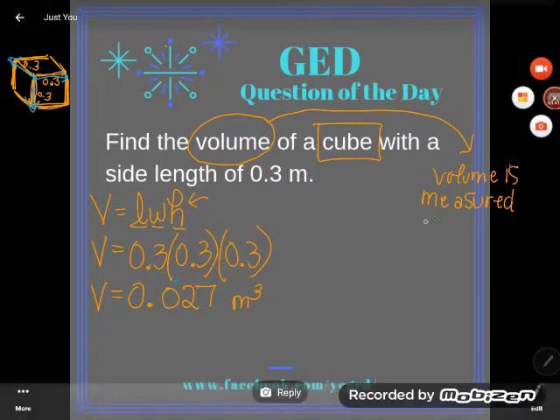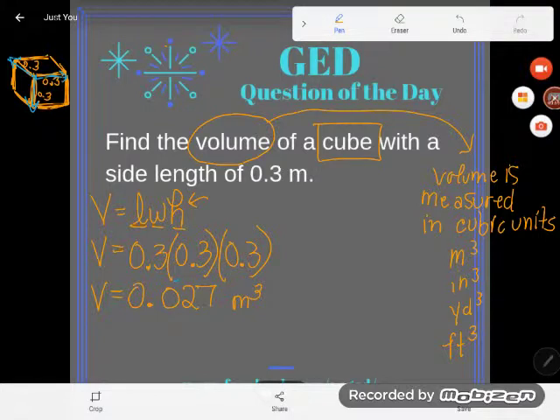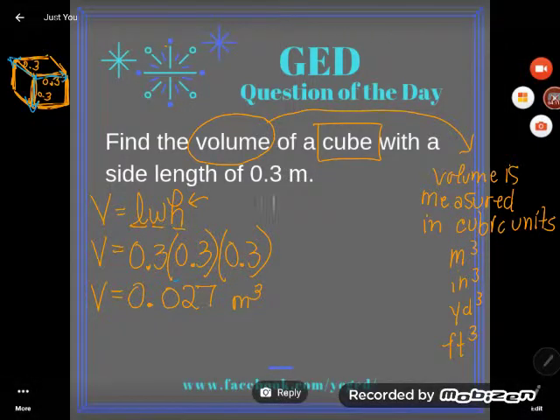So volume is measured in cubic units. So, for example, it could be cubic meters or cubic inches, cubic yards, cubic feet. Any distance measurement could be made into a cubic unit, okay? So now I'm saying that the volume is equal to 0.027 cubic meters. Now, this problem's done, okay? There's nothing else to do here. But I want to just draw a parallel for students about an operation we call cubing.